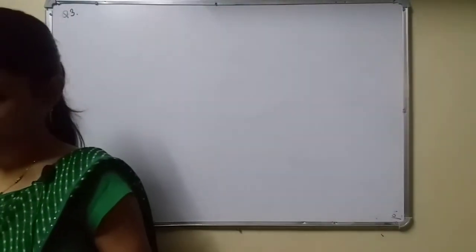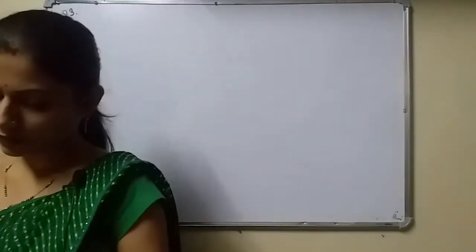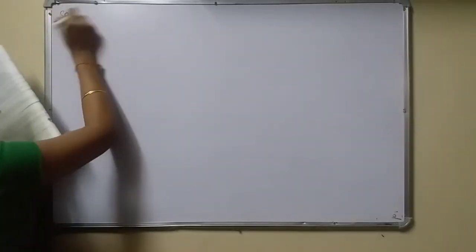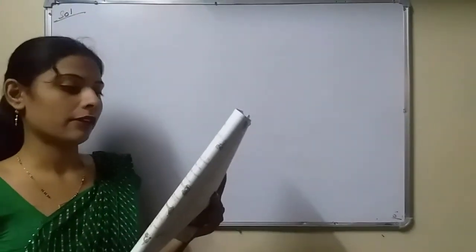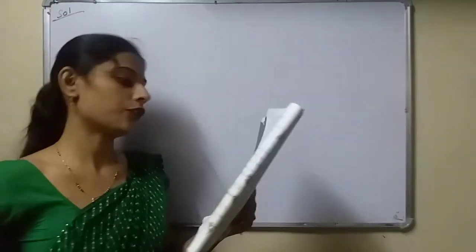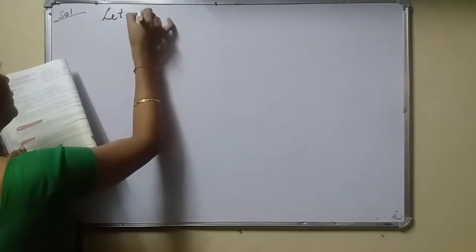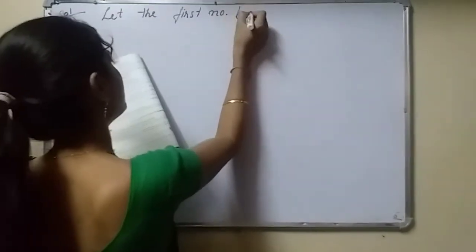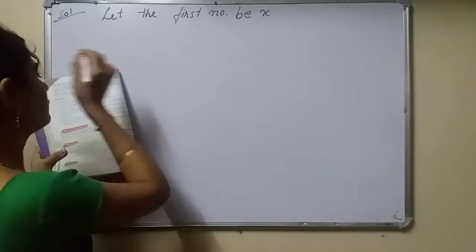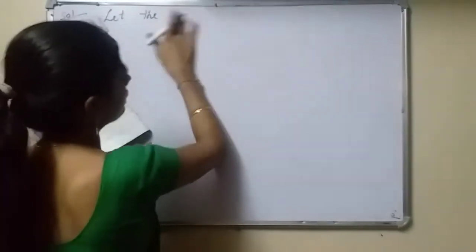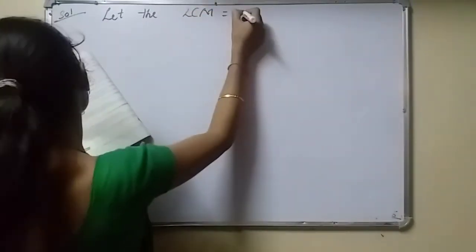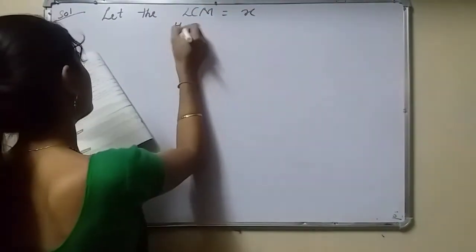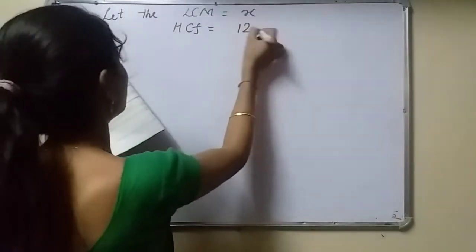See now. First of all, you have to write here the first number. What are the two numbers given here? The HCF of two numbers is 12 and their product is 4320. Therefore, let the first number be X. Let the LCM be X and the HCF is given here, 12.